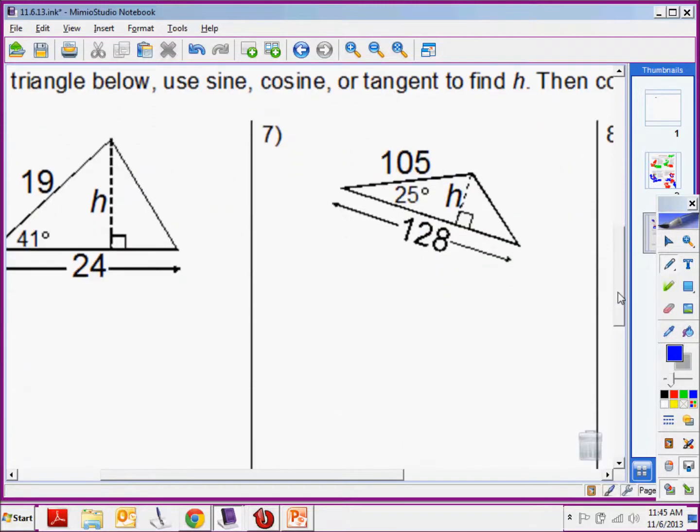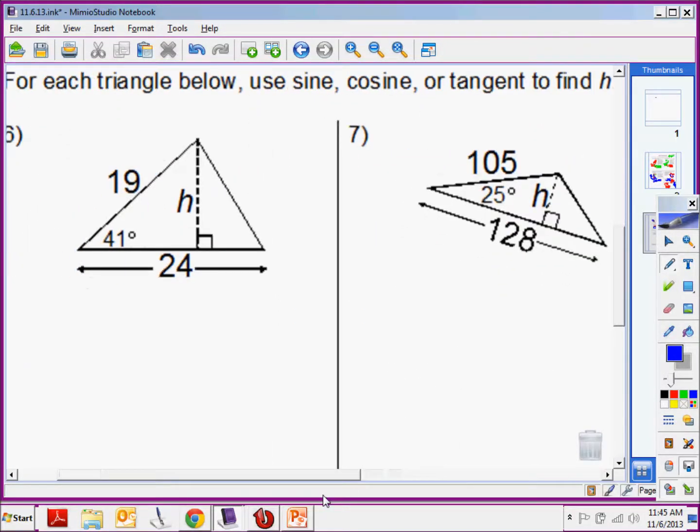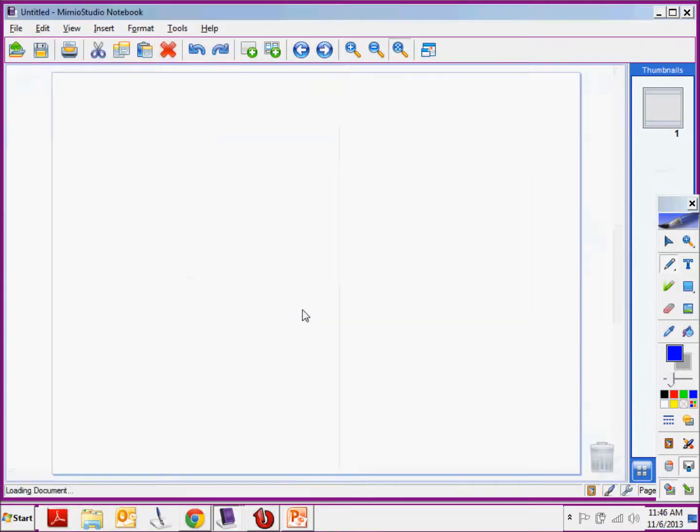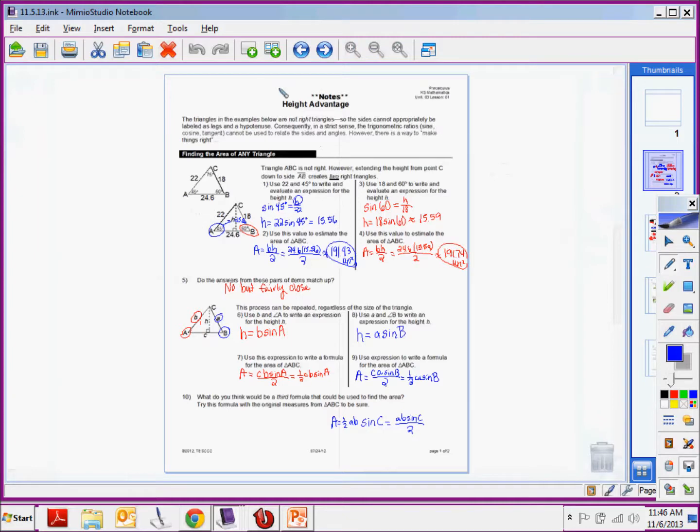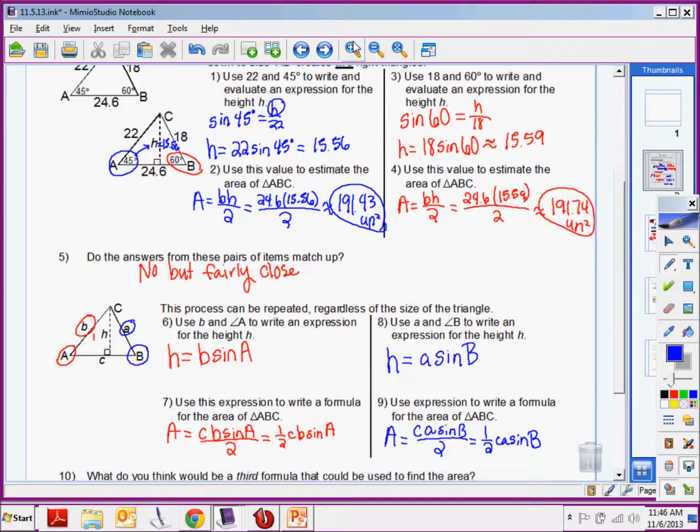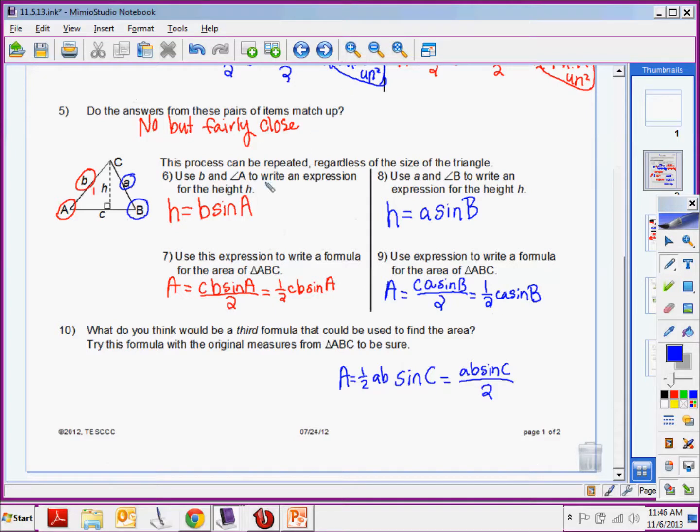All right, let's try this. Notice I have this triangle. If I'm going to just follow the formula, let's label A, B, C, lowercase a, lowercase b, and c. Looking at the formulas from yesterday that we came up with, which formula applies to the information I have? 7, 9, or 10?